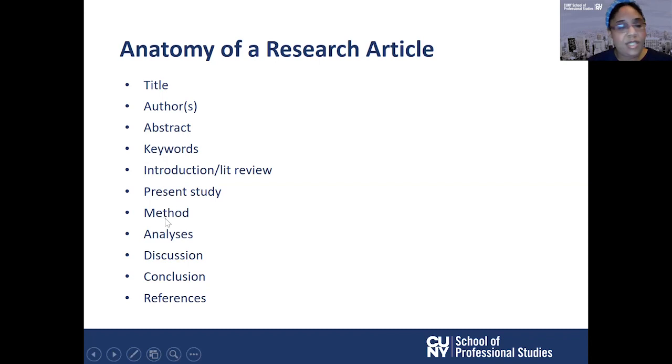So after the present study section, we get into the method section. The method section is really the recipe for the whole project, and it tells you how they went about collecting data. It tells you who their participants were.